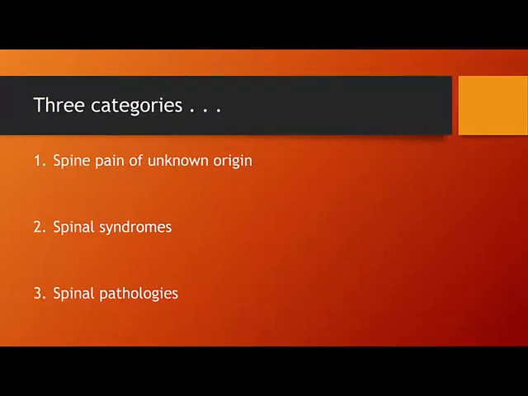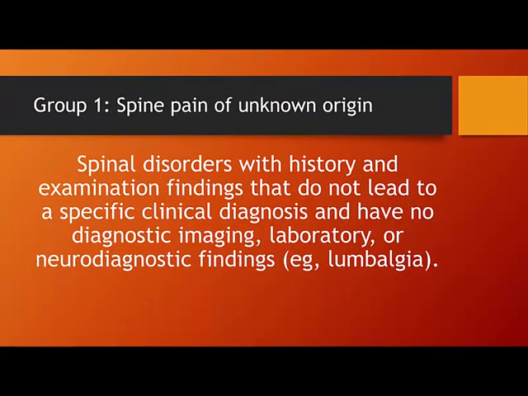From previous studies, they adopted the following three categories: spine pain of unknown origin, spinal syndromes, and spinal pathologies. Let's define each. For Group 1, spine pain of unknown origin, they define spinal disorders with history and examination findings that do not lead to a specific clinical diagnosis and have no diagnostic imaging, laboratory, or neurodiagnostic findings.